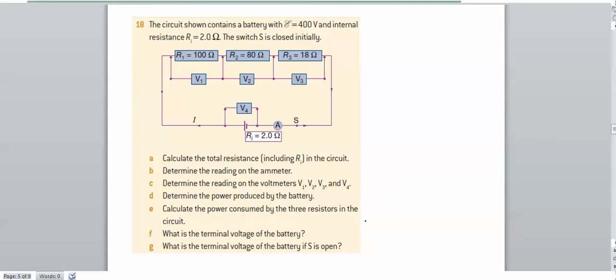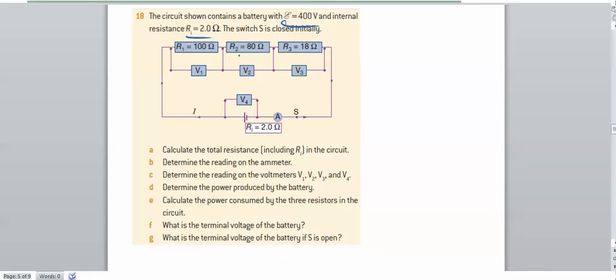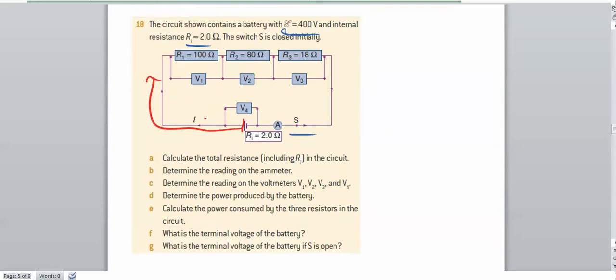Circuit shown, 400 volts and internal resistance 2 ohms. Switch is closed initially. So let's have a look at this switch. This is the switch here. If it's closed, we've got a path for electricity to flow in this direction, from positive to negative, conventional current. Electron current's the other way, negative to positive. So positive to negative, it's going to come up this way, and we need to calculate the total resistance of the circuit. Well, we also have to consider the internal resistance of 2 ohms. So 100 plus 80 plus 18 is 198, plus 2 is 200 ohms.